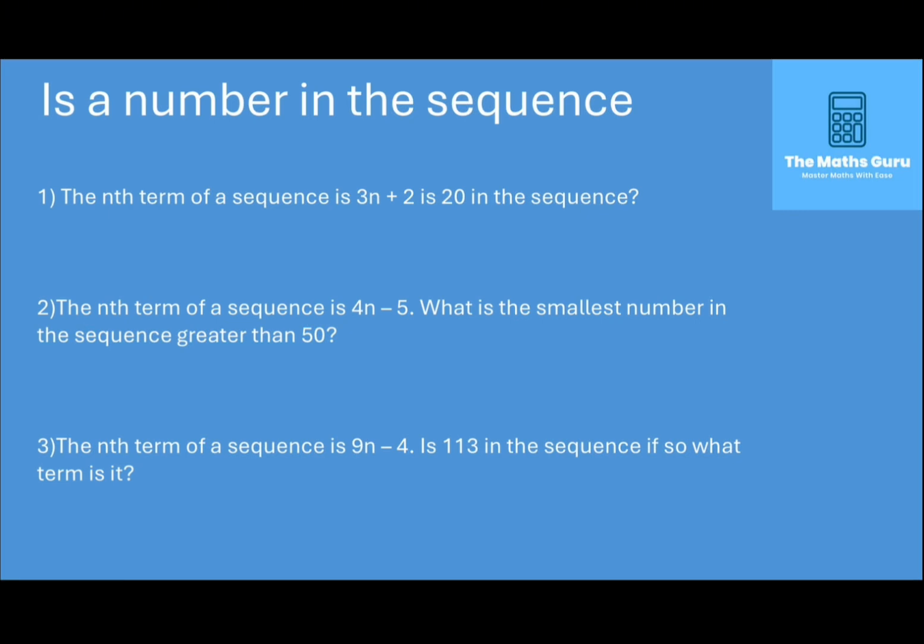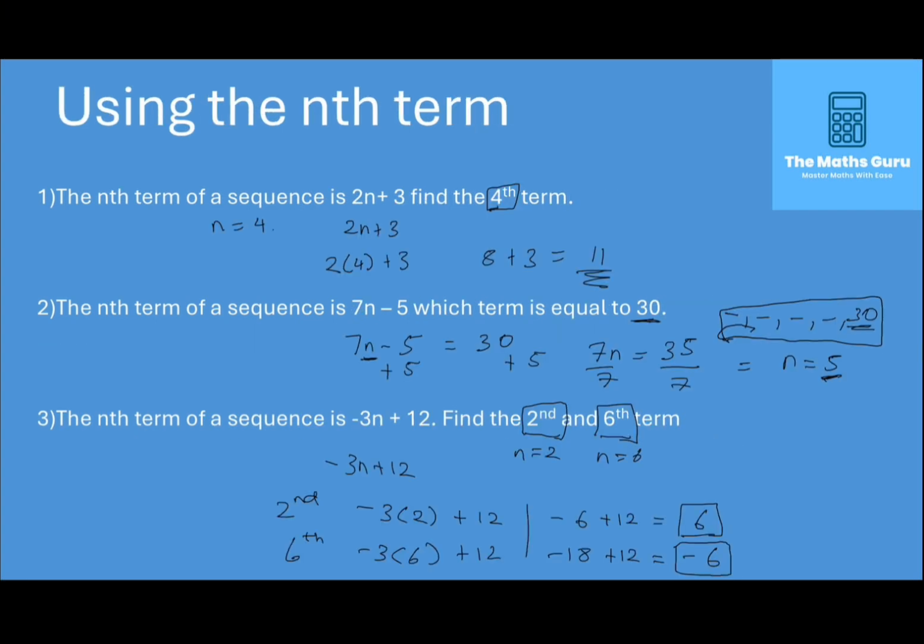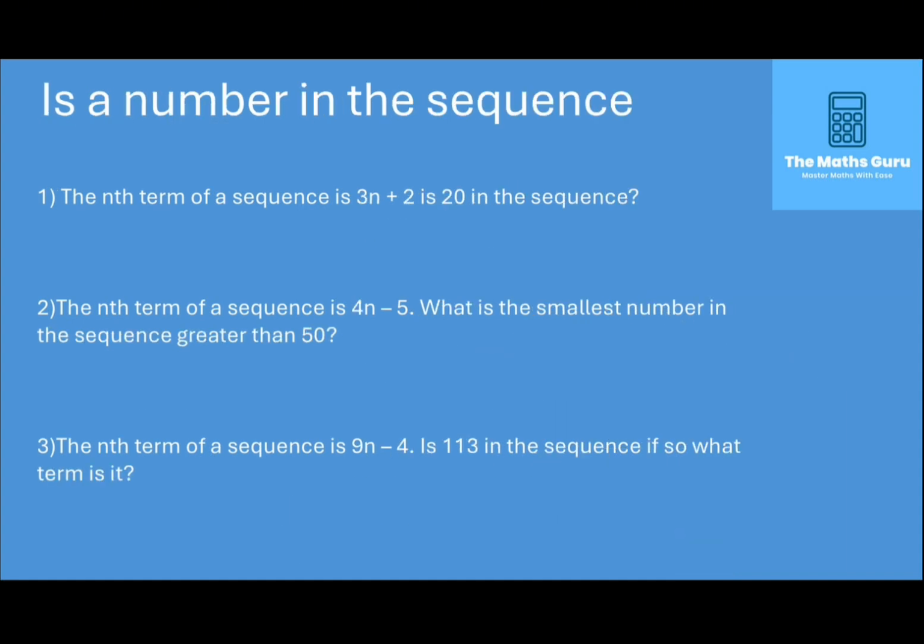Okay, moving on. We're now going to be working out if a number is in the sequence. So the nth term of a sequence is 3n plus 2. Is 20 in the sequence? Okay, so looking back at question 2 can help us. In particular, we knew that 30 was definitely part of the sequence. So at some point, our nth term formula was going to be equal to 30 and give us a whole number for our value for n.